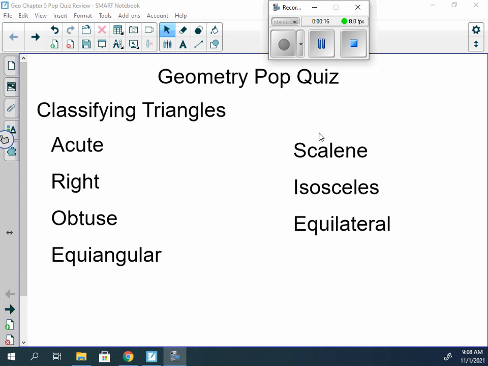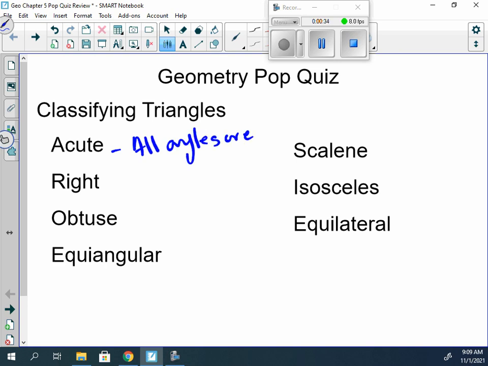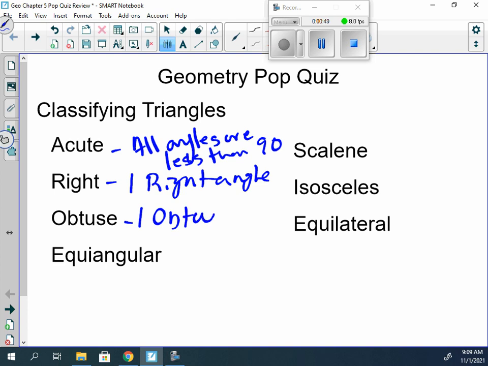So the first thing we went over last week was classifying triangles based off its angles and sides. Now there's four ways we can name it based off its angles: acute, right, obtuse, and equiangular. If it's acute, all angles are what? Less than 90. If it's right, we have one right angle. And if it's obtuse, we have one obtuse angle, or one angle greater than 90.